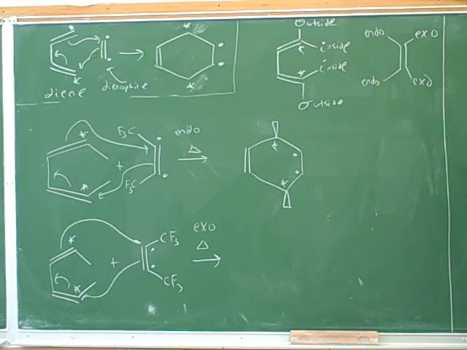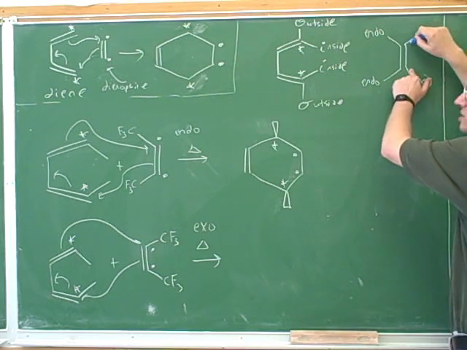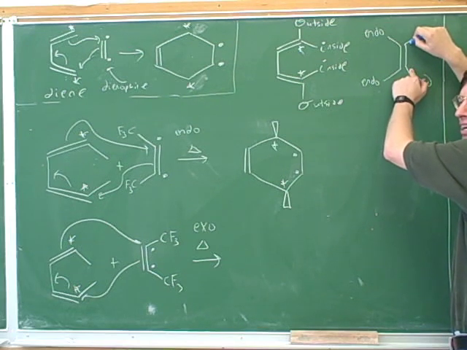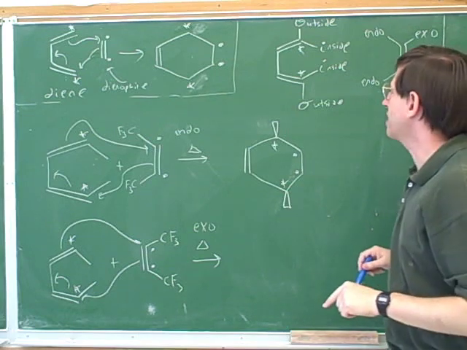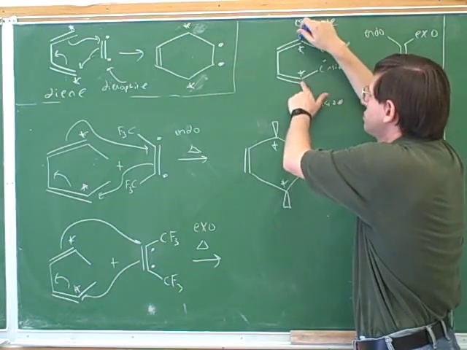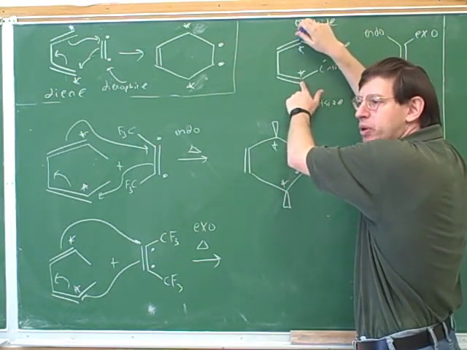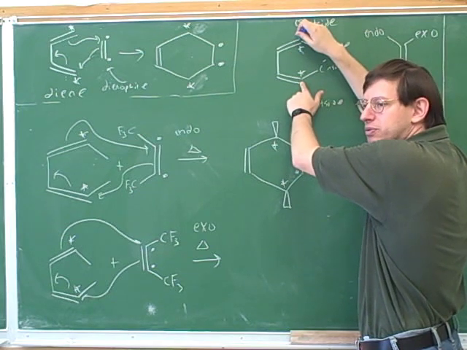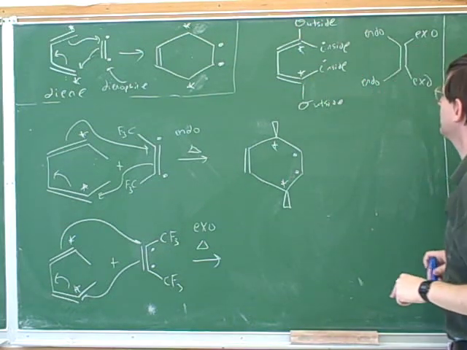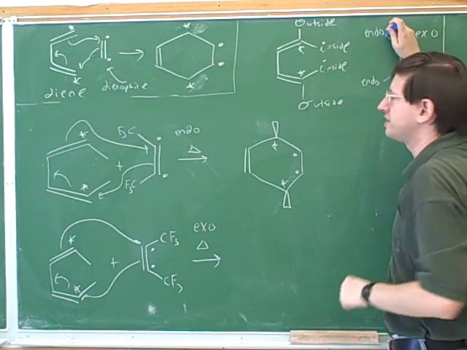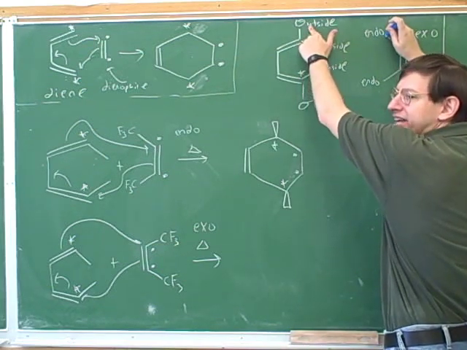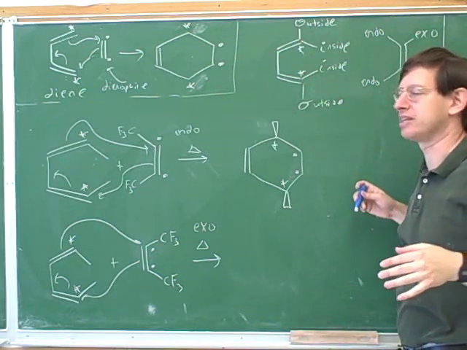Now, we need to have retention of configuration. What have we talked about before? Well, we've talked about the relationship between two substituents on the dienophile. If they both start cis, they end cis, for example. And after that, we talked about the relationship between two substituents on the diene. If they both start on the outside, then they both end up cis to each other. But now we have to talk about the relationship between one substituent on the dienophile and one substituent on the diene. That's the last relationship that we haven't talked about yet.